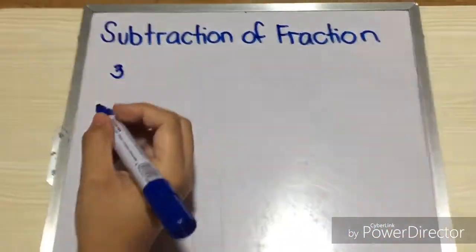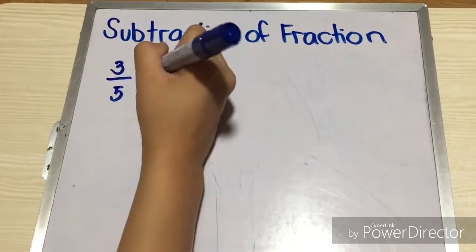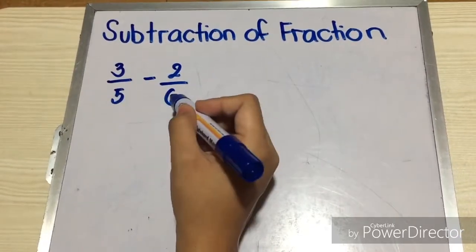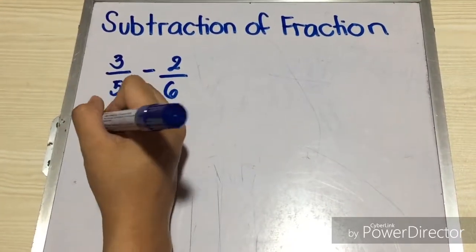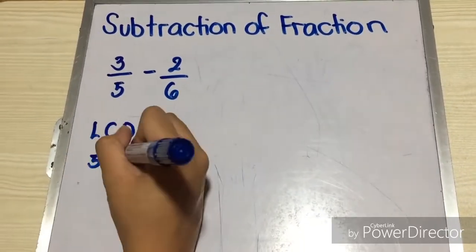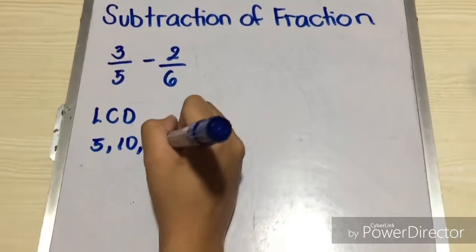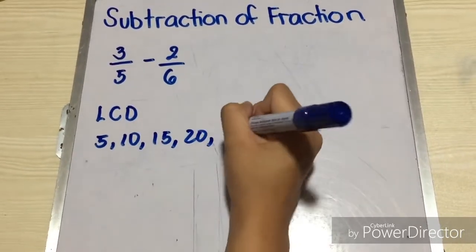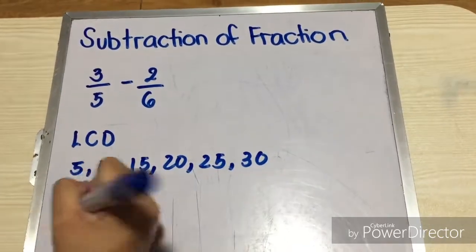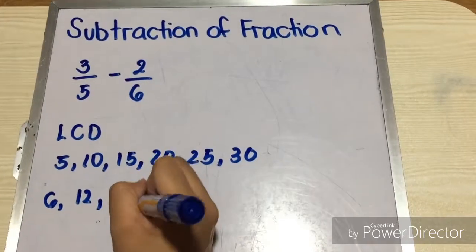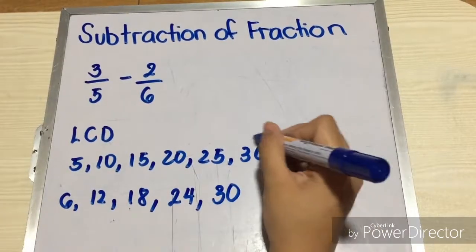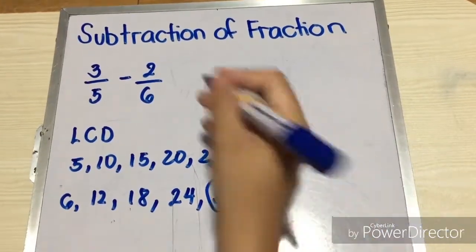In this video, I will show you how to subtract fractions. 3 over 5 minus 2 over 6. Since the denominators are not the same, we should get their LCD, or least common denominator. 5, 10, 15, 20, 25, and 30. 6, 12, 18, 24, and 30. So the LCD of 5 and 6 is 30.